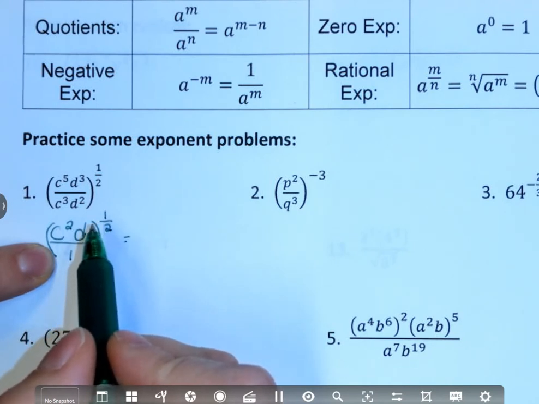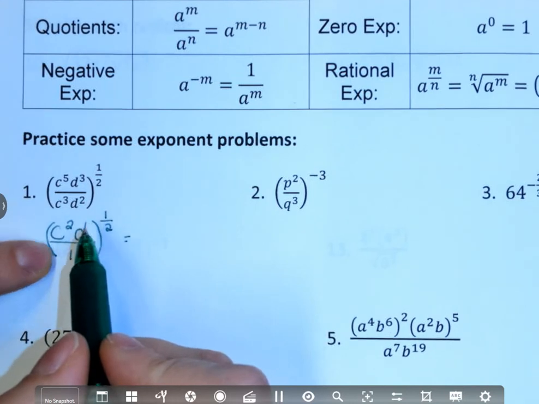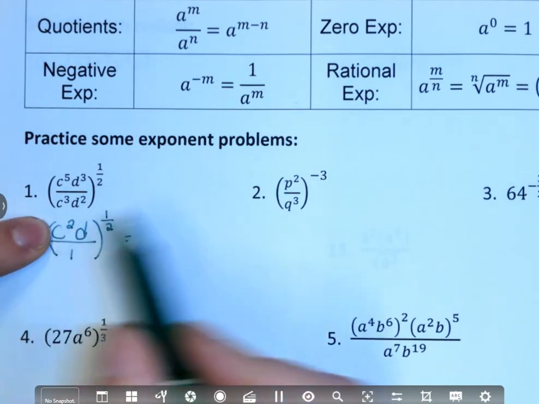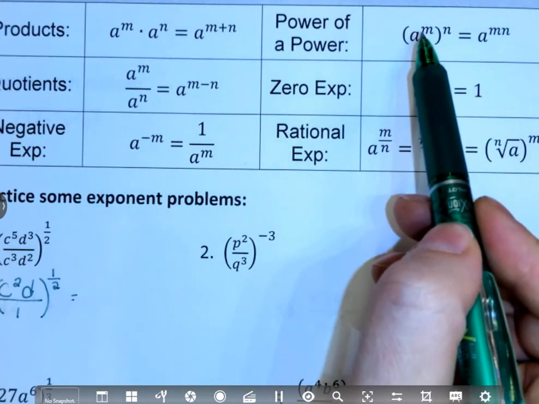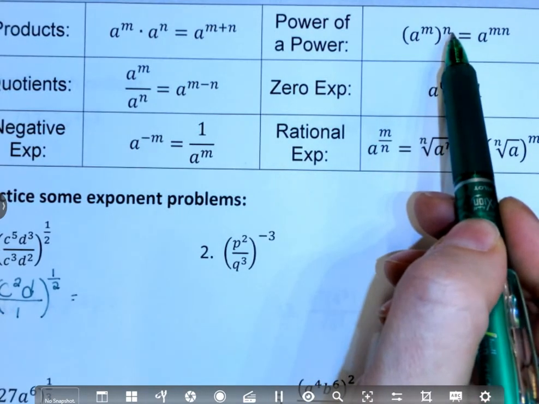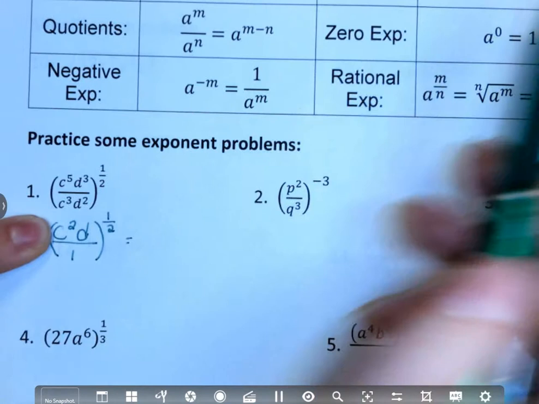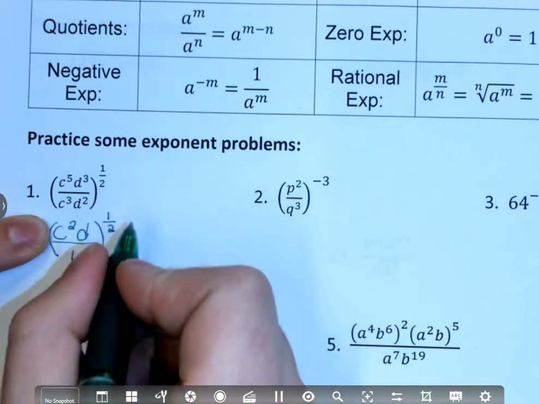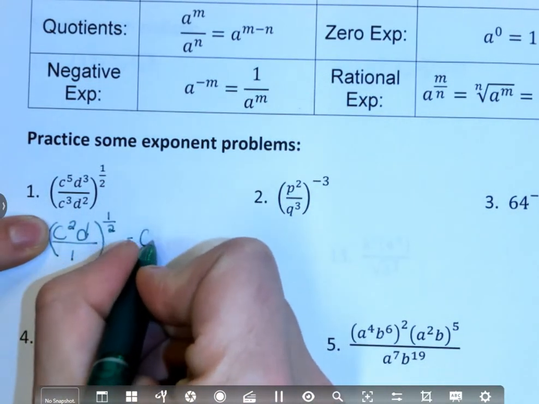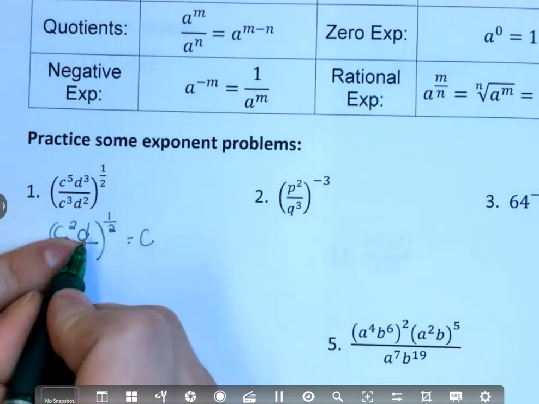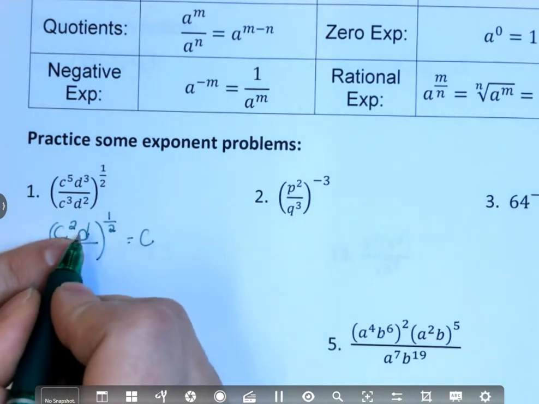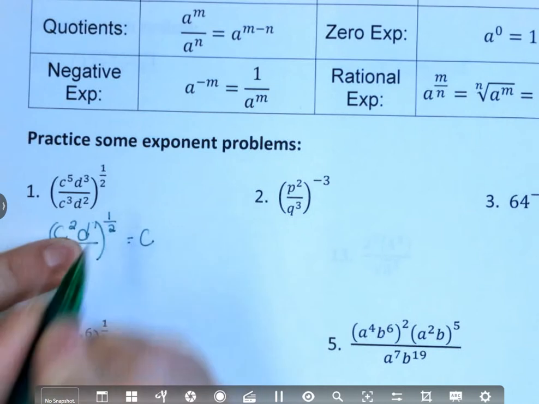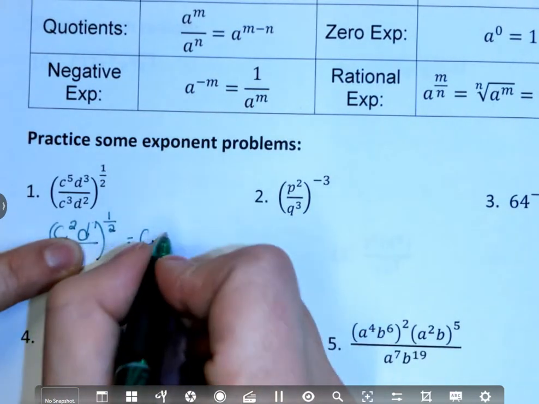Add, subtract, multiply, divide. Multiply. Because if we see here a power being raised to a power, that multiplies the exponents. So 2 times 1/2 is 1. And then what power does the d have again? 1. And 1 times 1/2 is 1/2.